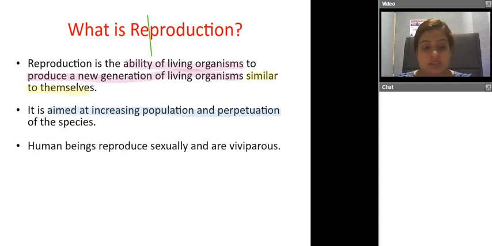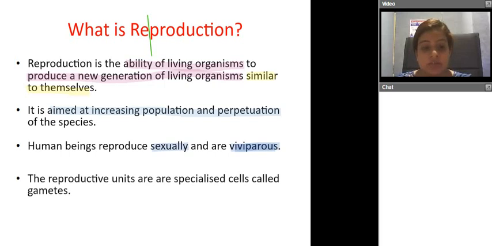Human beings reproduce sexually and are viviparous. Now what do we understand by these terms? We already know that reproduction is of two types, sexual and asexual. Human beings reproduce sexually and they are viviparous organisms. This means that they give birth to young ones. Other types of organisms are oviparous. Oviparous organisms lay eggs and hatch them, and they then give birth to young ones that arise from these eggs.